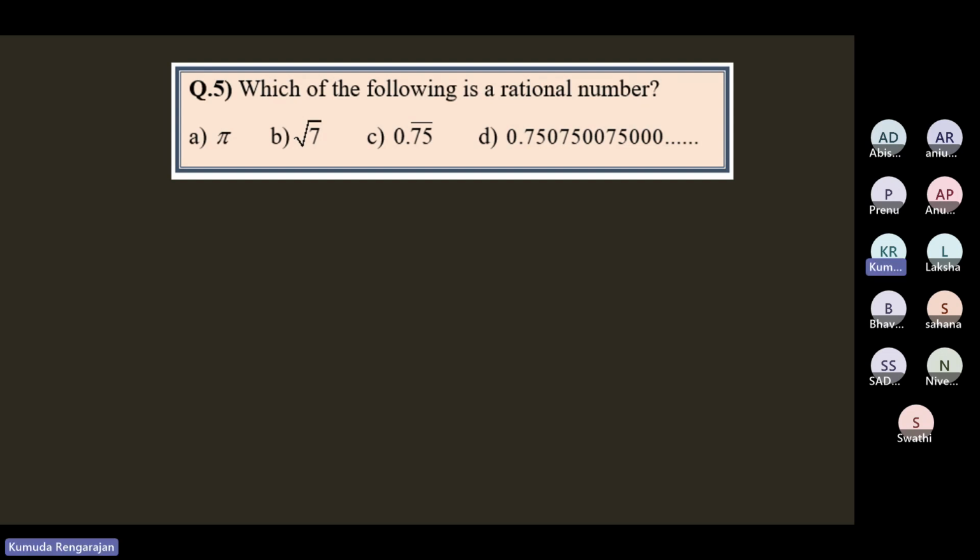Which of the following is a rational number? 0.75 bar, C. Yes, correct. This one has a non-terminating, non-repeating decimal expansion. Irrational. This one is also irrational, because non-terminating, non-repeating. 750, 7,500, 75,000. So it will be 7540. Non-repeating. This one is a non-terminating but repeating decimal, so it's rational. Very good.